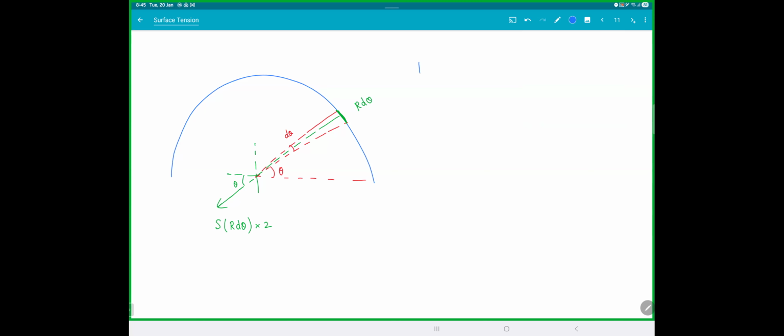So the force on that small arc will be 2 S r d theta, in vector form, minus cos theta i cap minus sine theta j cap. This is the force on one arc. So whenever you have to integrate, get this in terms of a vector and then integrate. Now the force on the semicircle will be 2Sr. Let's put the minus sign outside. Integral cos theta d theta.